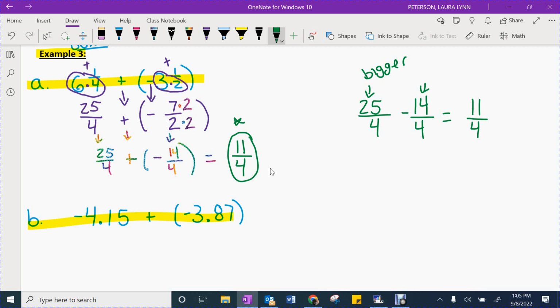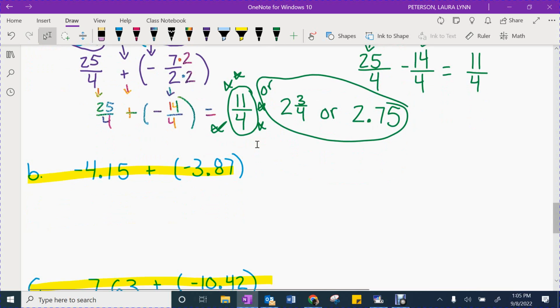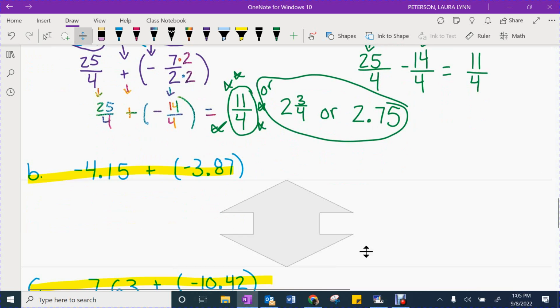What you'd end up getting here, let's see, you'd end up having to do some long division. So as a mixed number, you would have 2 3/4. Or if you went through long division, which I'm not going to, you would have 2.75. But I am perfectly fine with you keeping an improper fraction. Just have to make sure it was simplified. And 11 over 4 is simplified. I can't divide anything from top and bottom.